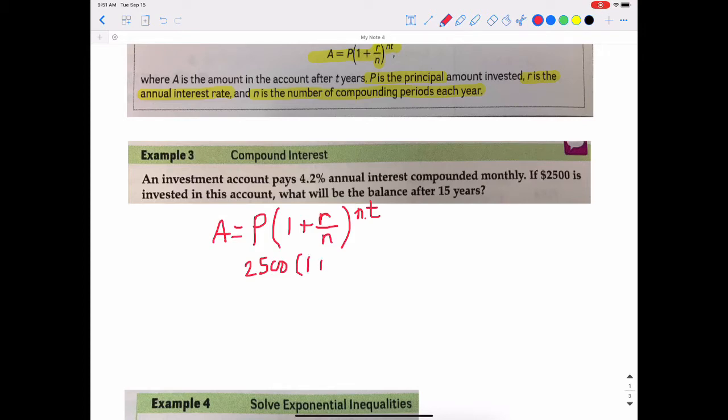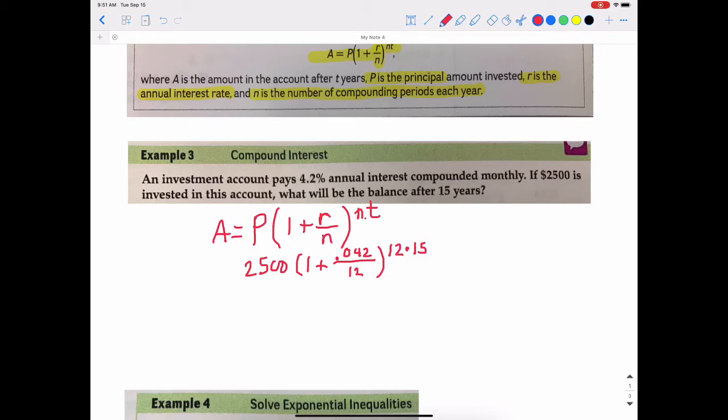times 1 plus the rate, which is 4.2% as a decimal. That is 0.042. Over N for the number of times a year. N is, let's see, that is monthly. It says monthly in the problem, so that is 12 times per year, to the 12 times, and then it says for 15 years, so T is 15, and that is the substitution step.